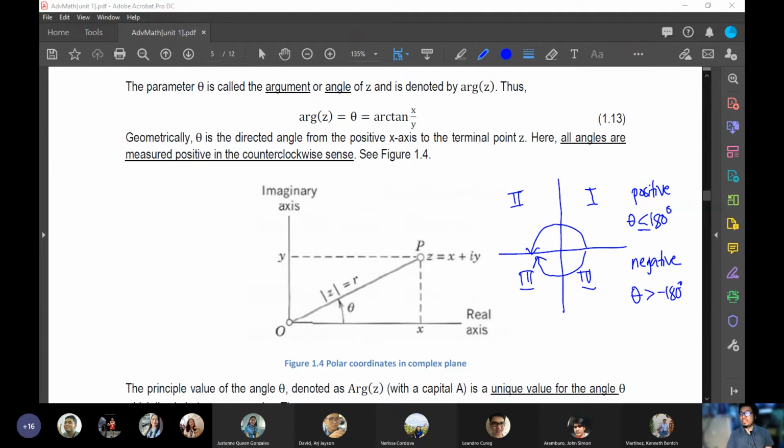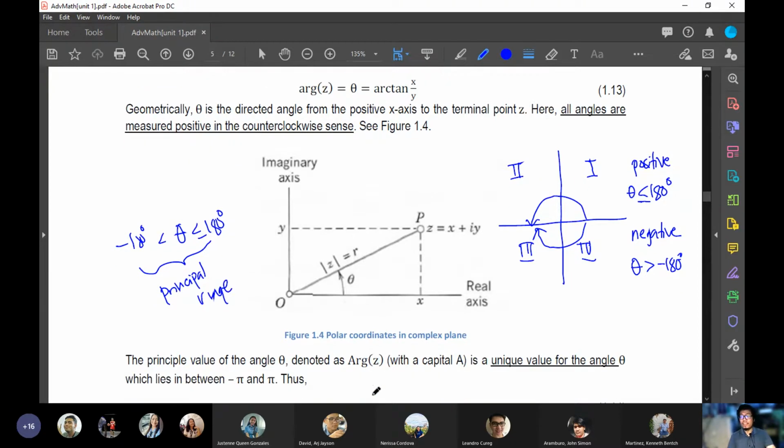Okay. So, again, if our number is located on the first or second quadrant, your angle is positive and is measured less than or equal to 180 degrees. And if your number is located on the third or fourth quadrant, your angle should be measured negative and should be greater than negative 180 degrees. And of course, this range of your angle between negative 180 degrees and positive 180 degrees, we will call this the principal range of your angle or of your argument.